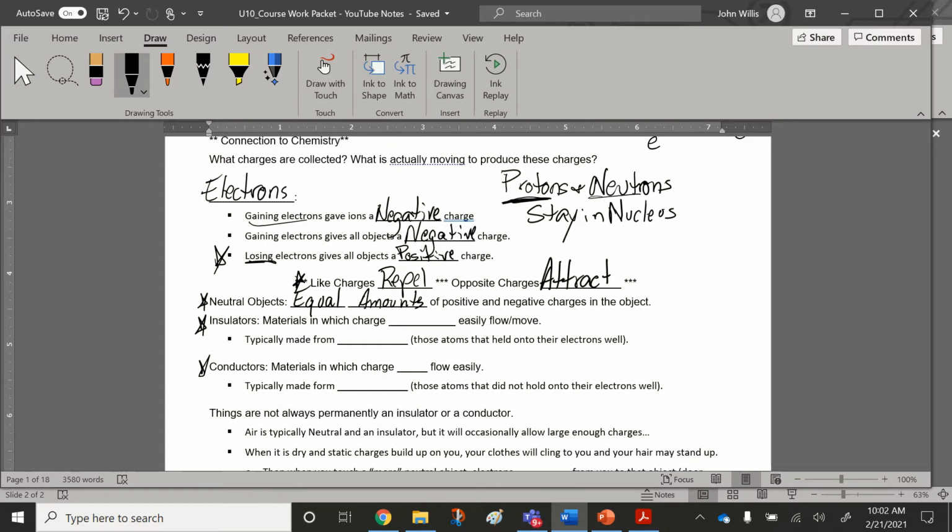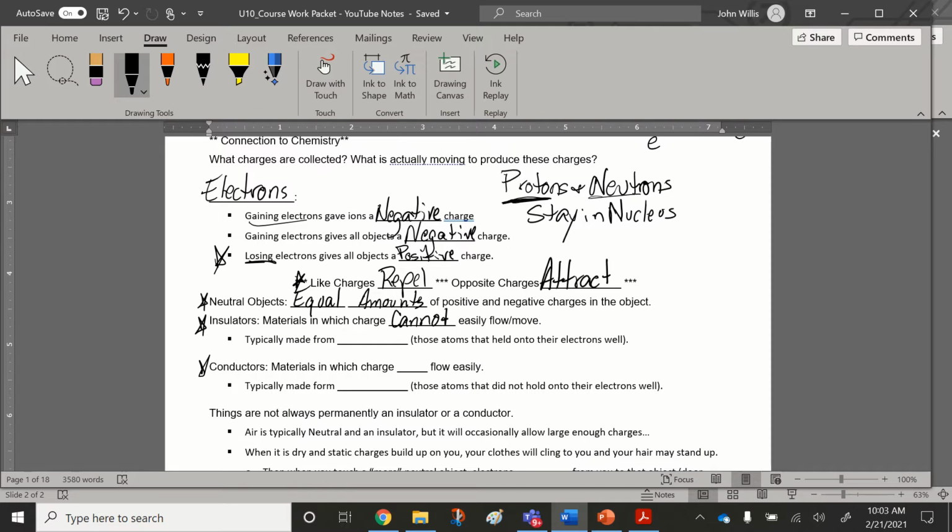Insulators, like thermal insulators. The issue Texas is having right now is that their homes weren't required to have thermal insulation in a lot of cases. And when it got super cold, everything is freezing and you get burst pipes and all of that other stuff, right? So thermal insulation prevents heat from leaving your home, literally. And electrical insulators do the same thing. They're made out of materials that do not allow that charge to easily move. So it's materials in which charge cannot easily flow or move.